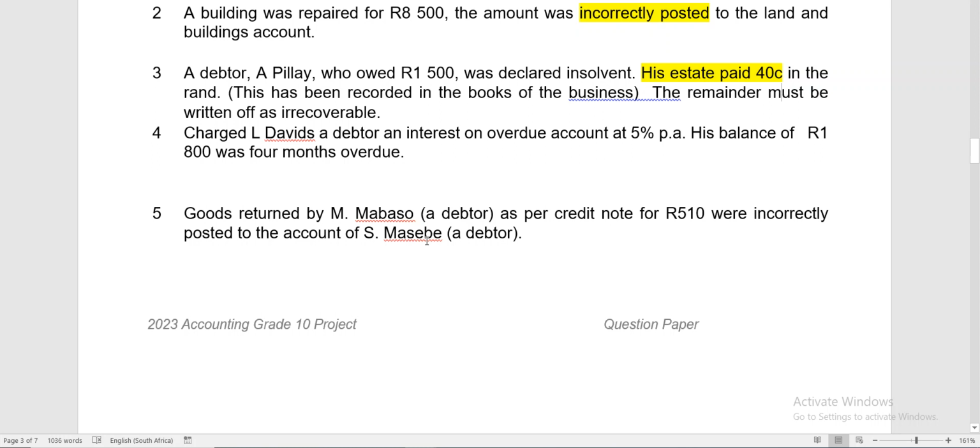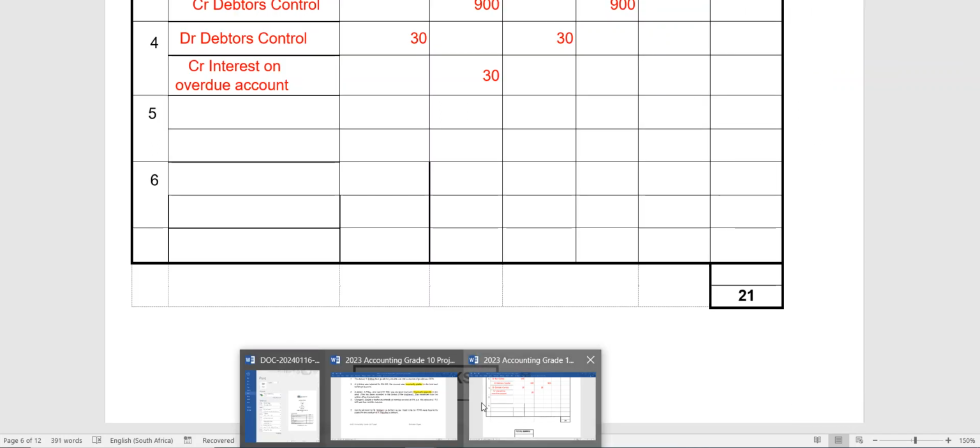So meaning that we reduced someone's balance by mistake. The account of M Masebe was credited by mistake. Okay, so what must we do then? We do the reversal. I normally tell my learners that when you are given something like this, you firstly do the reversal, you correct the error, and then from there you do the right thing. So remember, they credited M Masebe's account by mistake. So when we fix, we must firstly debit it.